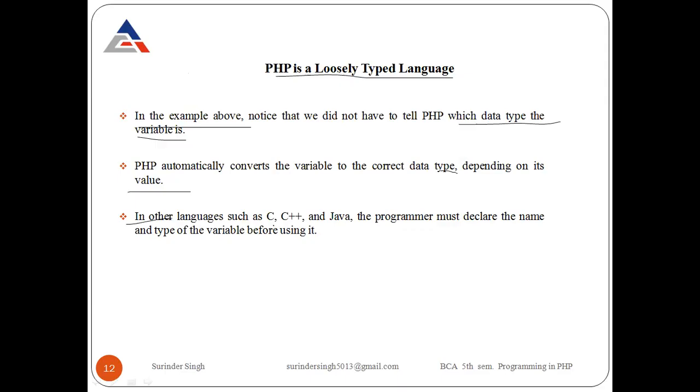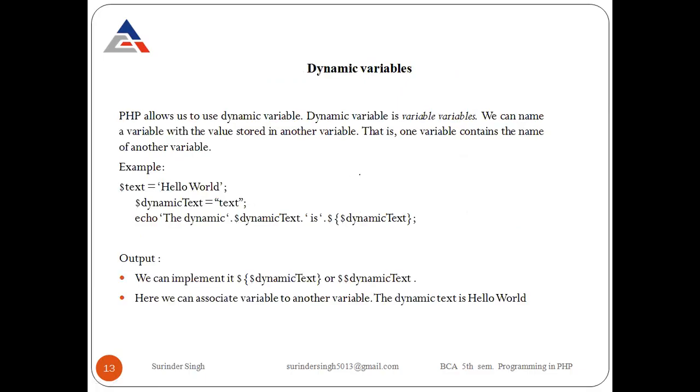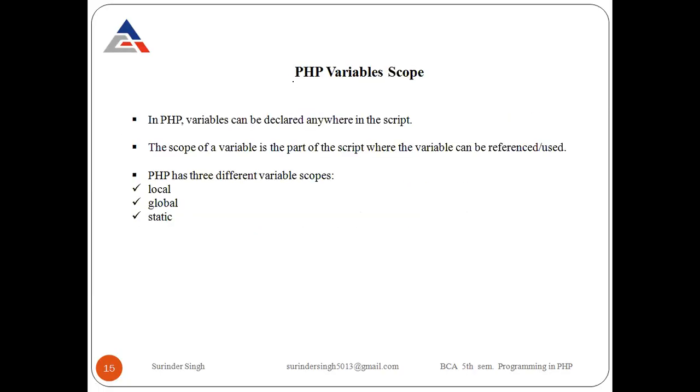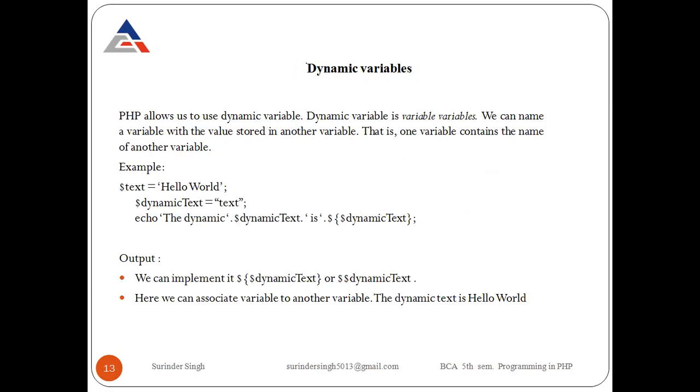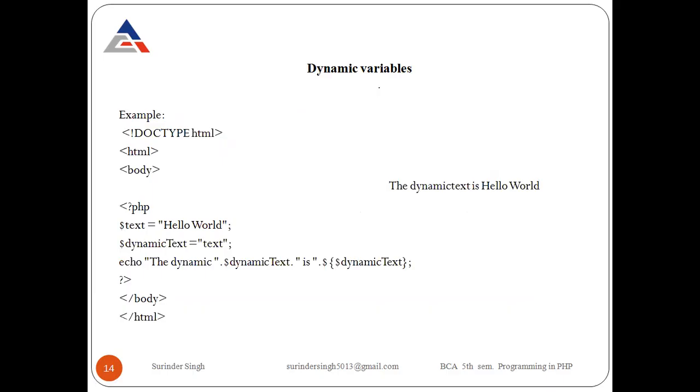Like in other languages such as C, C++, Java, the programmer must declare the name and type of the variable before using it. Clear? But in PHP, we don't need to specify any data type. The data type is decided on the basis of the value a variable has. The concept of dynamic variables we will do later.